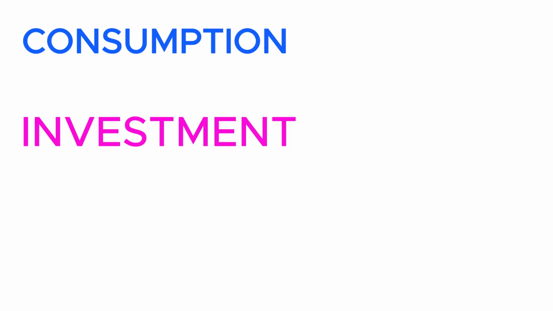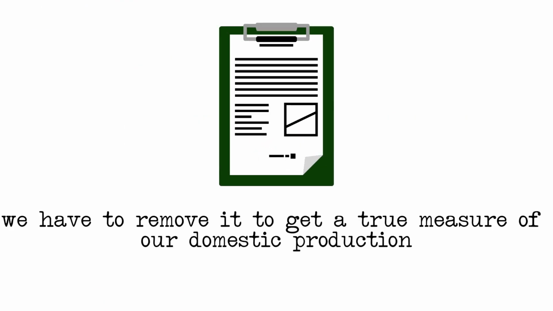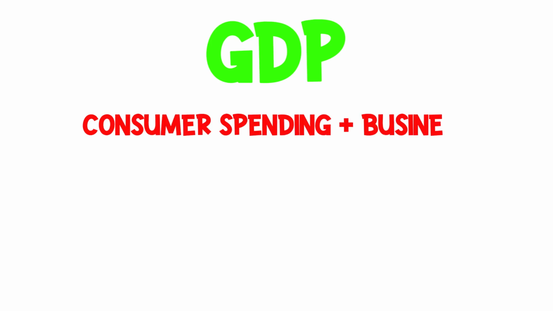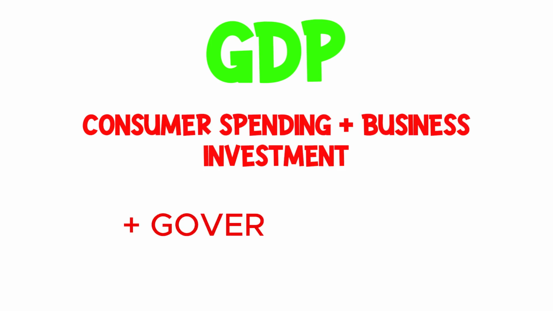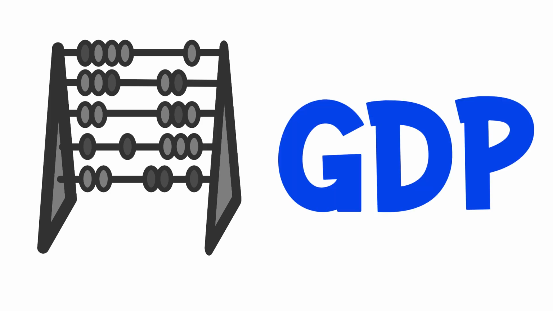We subtract imports (M) for a very good reason. The money we spent on those imported goods was already counted in our consumption (C), business investment (I), or government spending (G). But since that product wasn't made here, we have to remove it to get a true measure of our domestic production. So, to state the entire formula in a single sentence of plain English: GDP equals consumer spending, plus business investment, plus government spending, plus exports minus imports. When you add all of that spending together, you arrive at the gross domestic product.